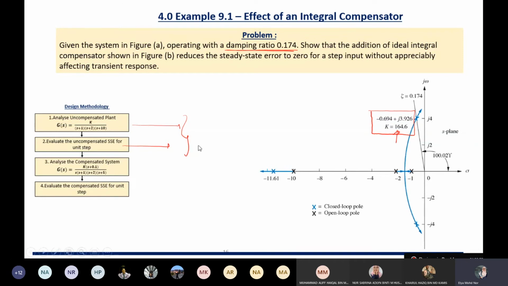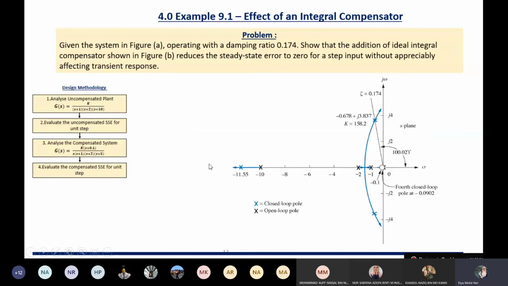Okay, so next we design the PI controller. We know that the PI controller GC will be K (S plus ZC) over S. So in terms of poles and zeros, we're going to have one pole at 0, and the zero will be at minus ZC. So this is the zeros and poles here.